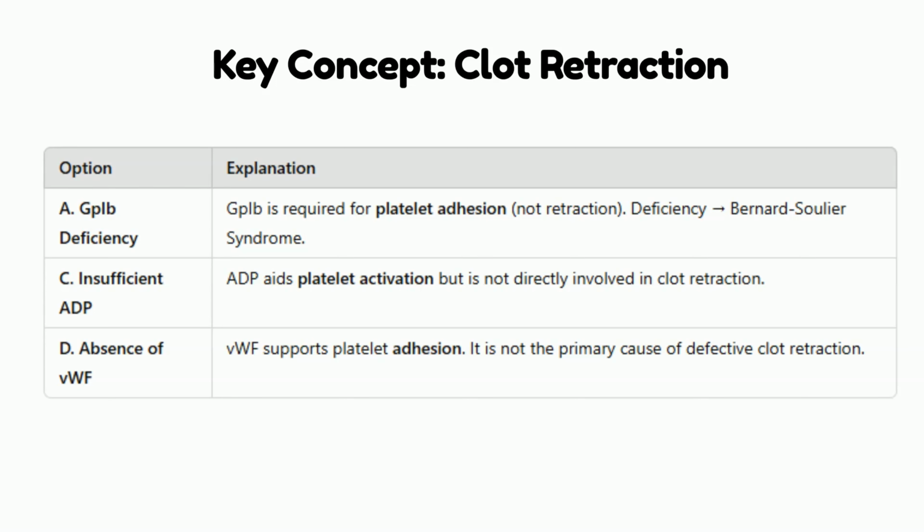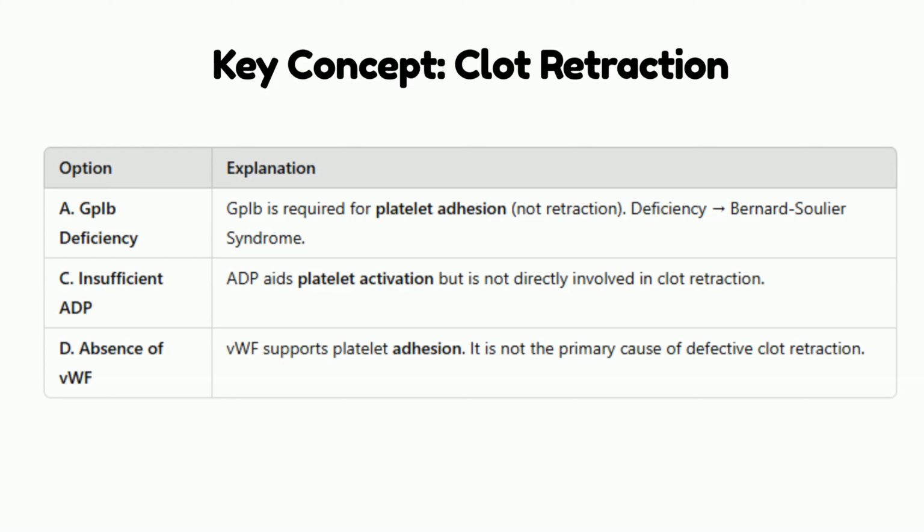C. Insufficient storage of ADP. ADP is stored in dense granules in platelets and is involved in platelet activation and aggregation. Insufficient ADP can lead to defective platelet aggregation, but it is not directly related to defective clot retraction, which is primarily dependent on the ability of platelets to bind fibrinogen via 2B3A receptors.